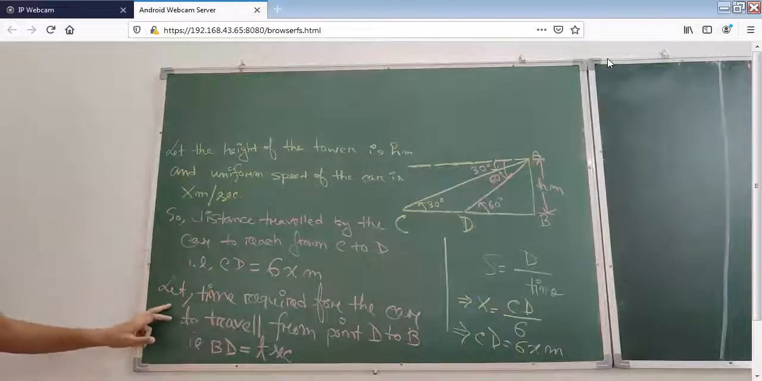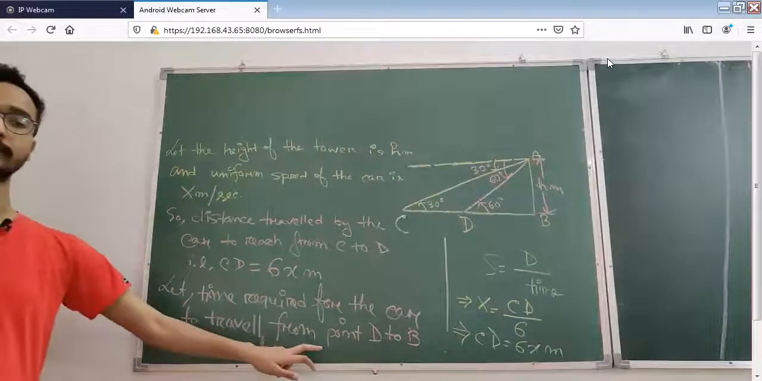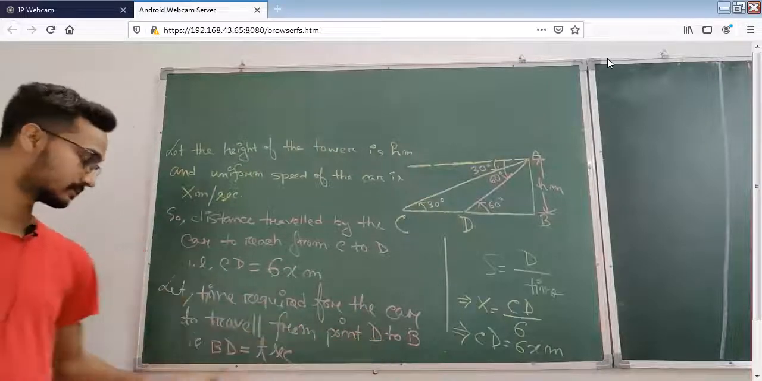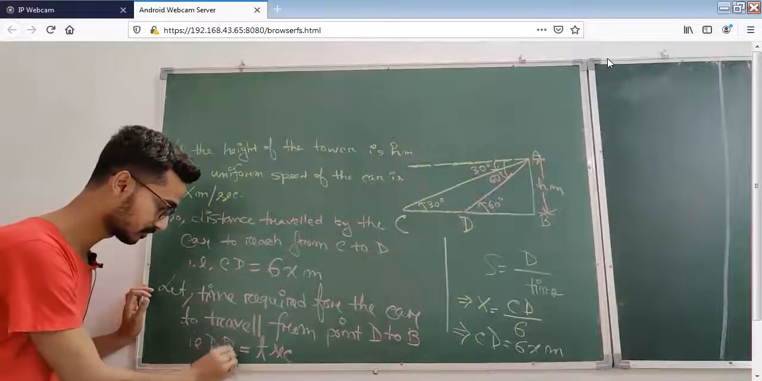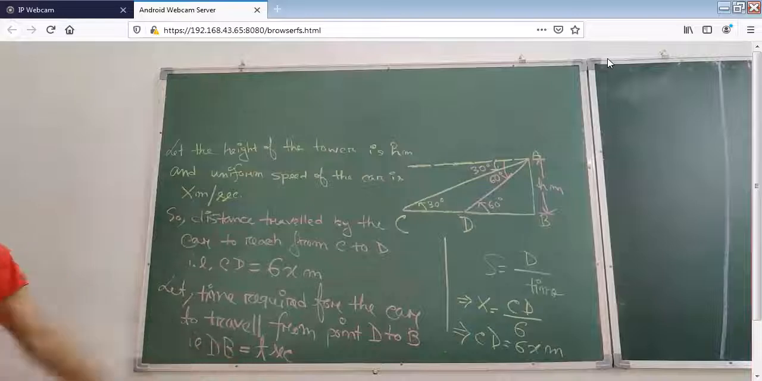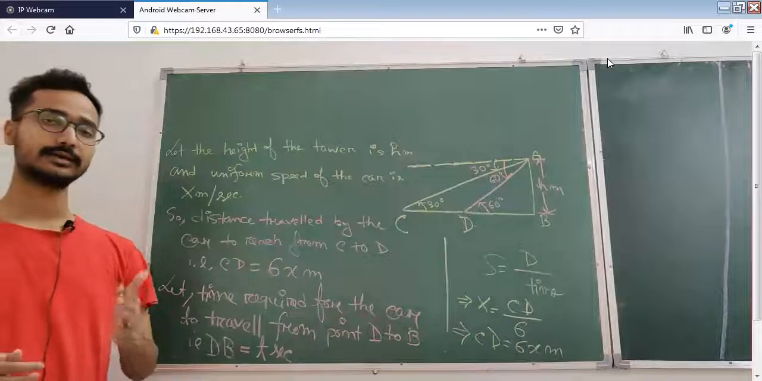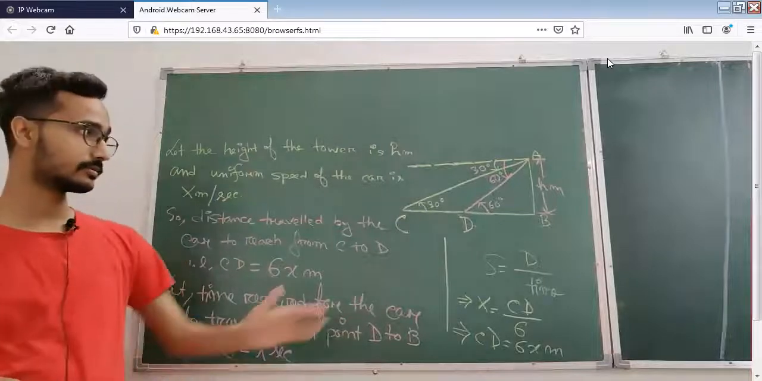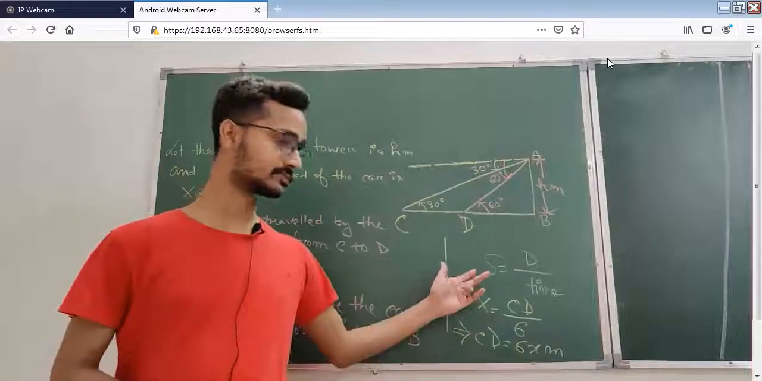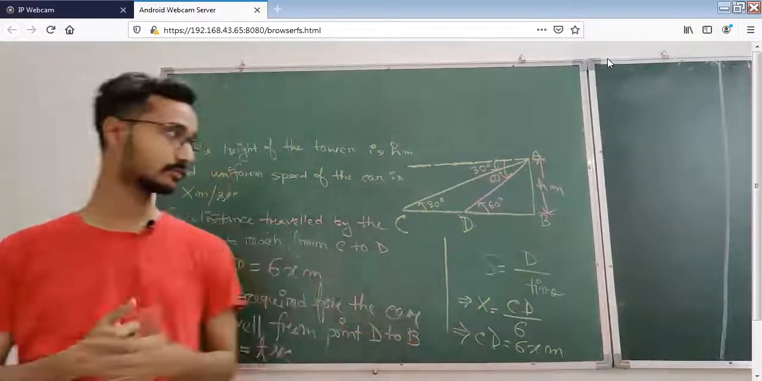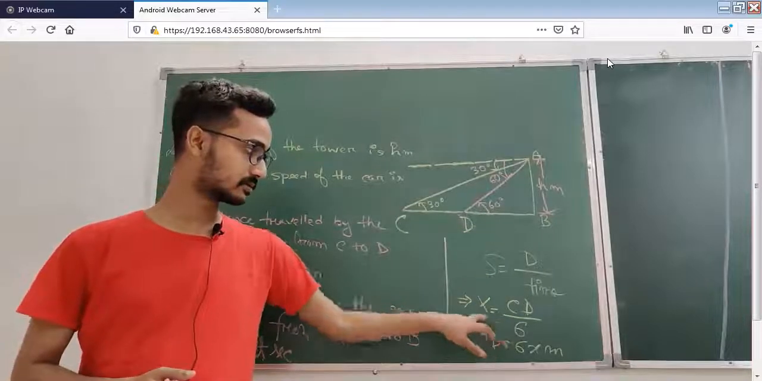Let the time required for the car to travel from point D to point B, that is BD or DB, you can write DB also, no problem, equal to t second. Yes or no? Now see, if you know the time is t second and the speed is x meter per second, what will be the value of the distance BD? Just apply this formula: speed equal to distance by time. In the previous case, it was x by 6, so that's why it was 6x.